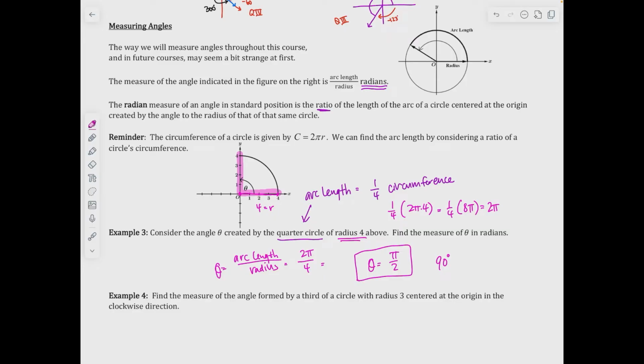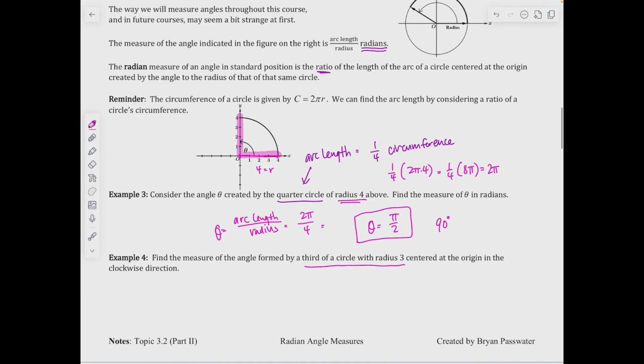Example number 4, it says find the measure of the angle formed by a third of a circle with radius 3. So if I want to find a third of the circle with a radius of 3, the first thing I'm going to do is arc length. So my arc length is 1/3 times 2 pi r. So that's 6 pi times 1/3. What you'll notice is a third of 6 pi is 2 pi again. Okay, and this time my radius is going to be 3. So my theta is going to be 2 pi over 3.